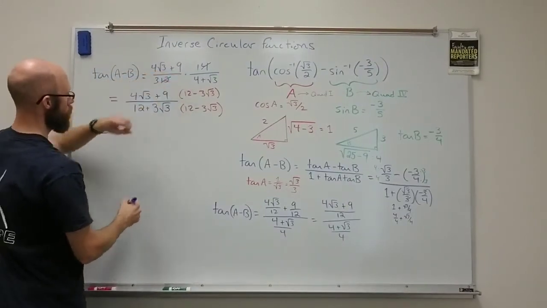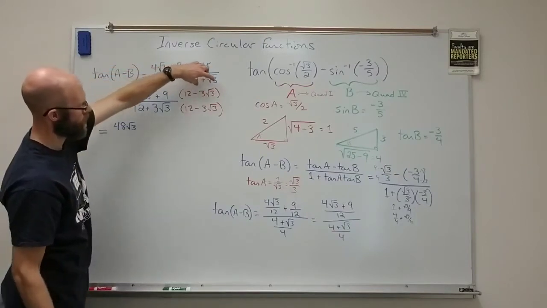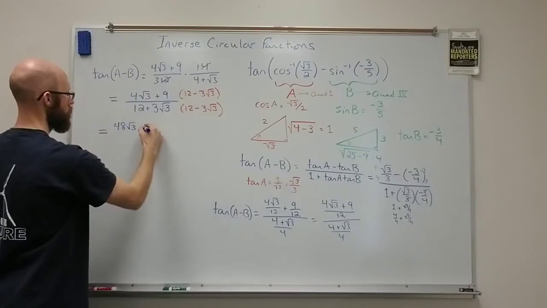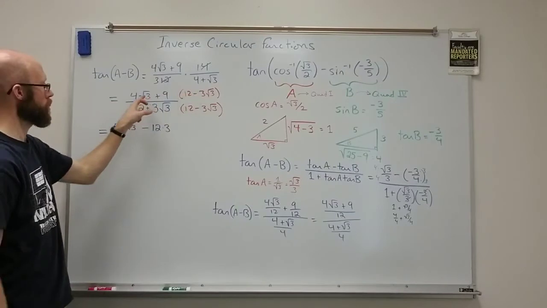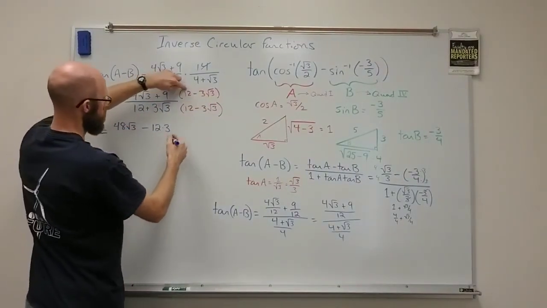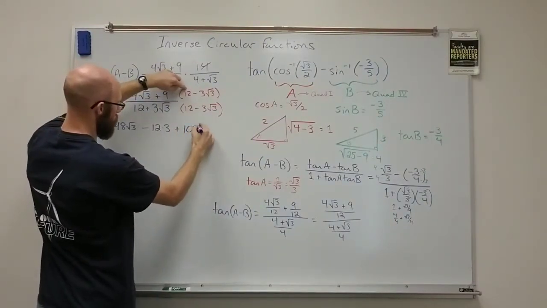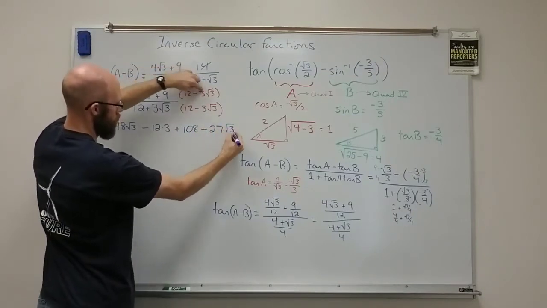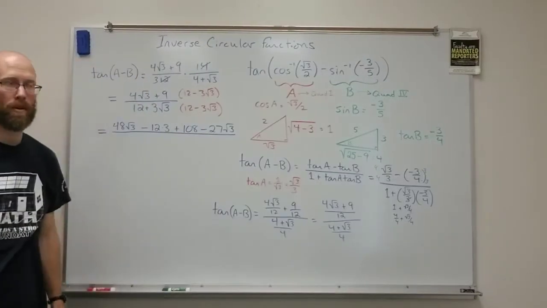4√3 times 12 is 48√3. 4√3 times 3√3 is going to be 12 times 3. Oh, right? 4 times 3 and √3 times √3. That's 36. I'll come to that in a minute. Then 9 times 12 is 108. And 9 times this is −27√3. That's my numerator. I'll be able to simplify that pretty well.